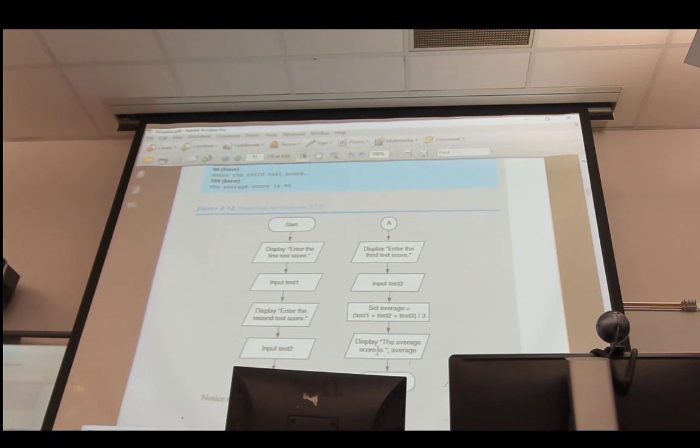Everybody got that? Okay. Now, this is what I want you to do. Looking at this, and remember, it did not declare the variables. What variables are used in this program? Test 1, test 2, test 3, and average. So at the beginning of our program, we need to declare those variables. Now, this is another question. I'm looking at it and it's divided by 3. What could be the data type for these variables? It could be int or float.